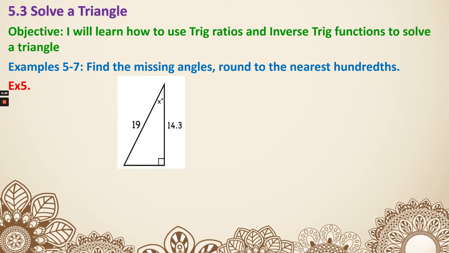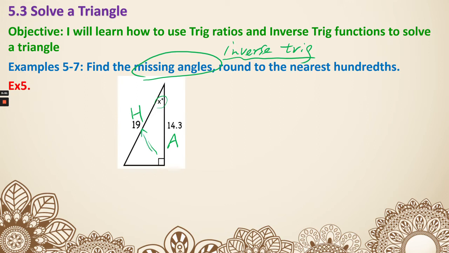Something to remember, we're solving for an angle, so that means we are going to need to use our inverse trig function. That is what inverse trig is used for, to find missing angles. So example 5, that is the angle labeled. 14.3 is next to it, so that's the adjacent. 19 is facing the right angle, so that's going to be the hypotenuse. So now let's set it up. It's adjacent and hypotenuse, that's going to be cosine. So cosine theta, or in this case cosine x, is 14.3 over 19.